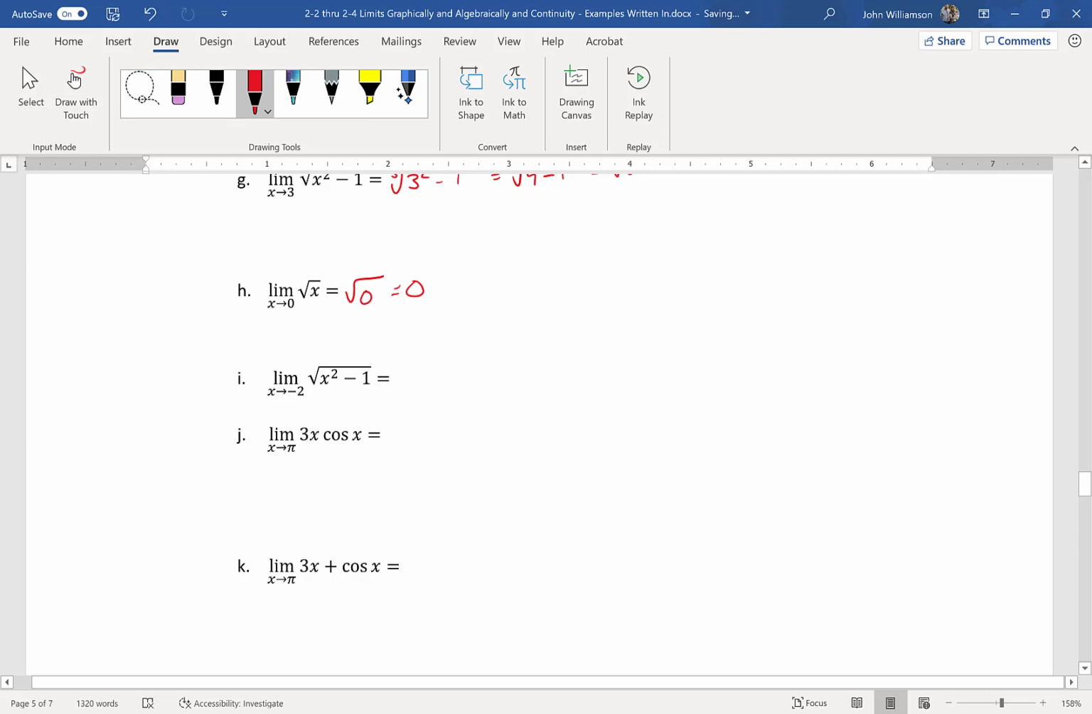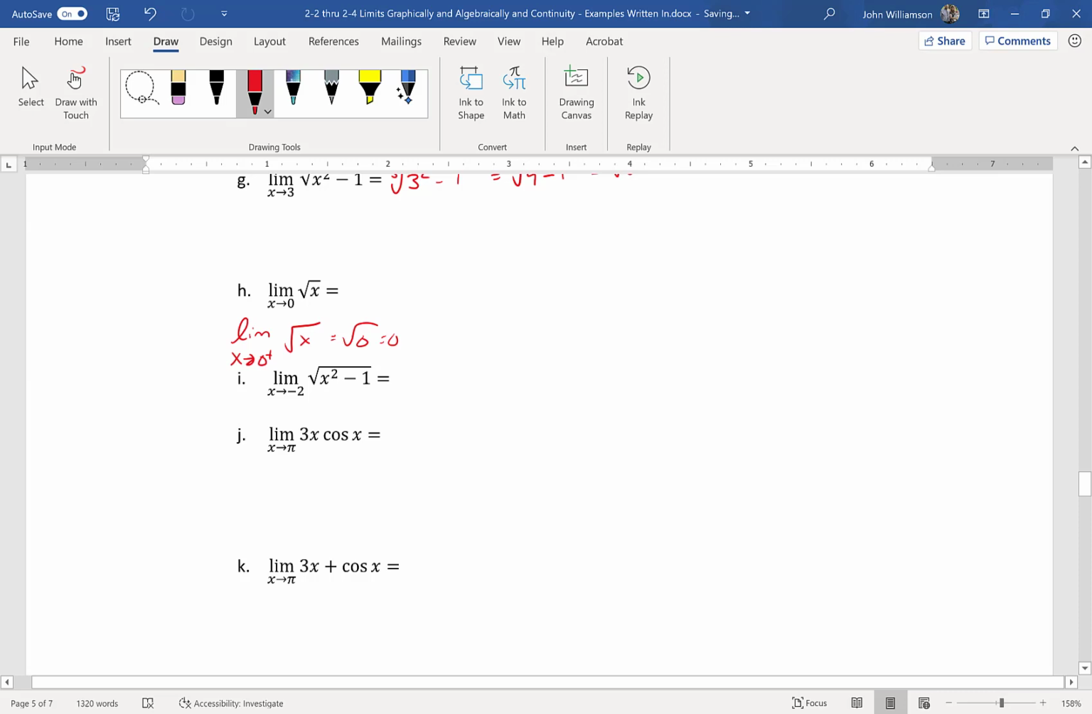But remember, for this limit to exist and to be equal to 0, you would need to evaluate the two one-sided limits and have those limits be equivalent to each other. So, okay, limit as x approaches 0 from the right of the square root of x. That's not an issue. That is the square root of 0, which is 0. That's not an issue.